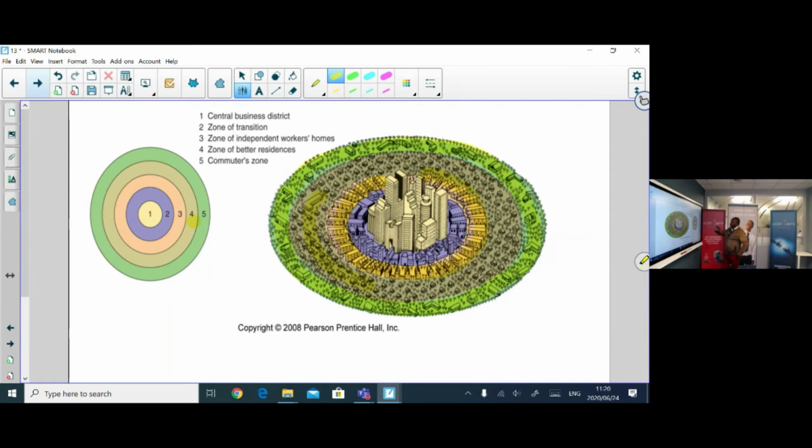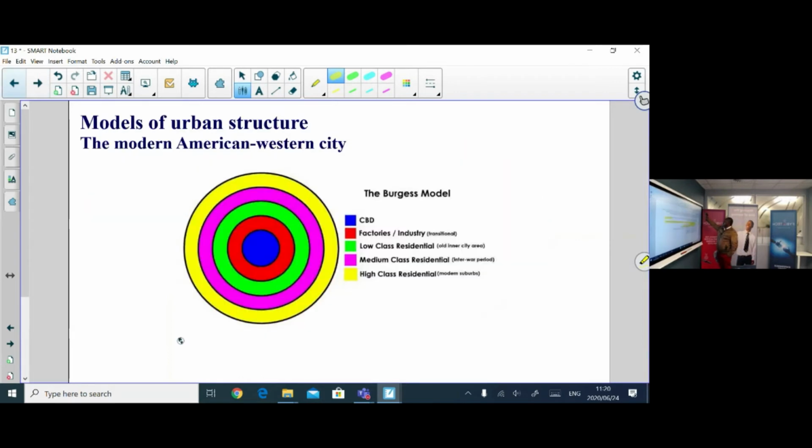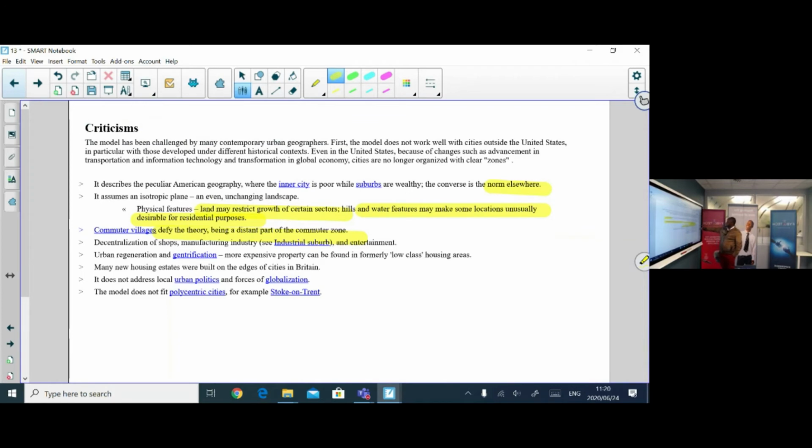Though we are going to see from some criticisms of this, as we have seen, we actually saw it here. Let me come here. So as you see here on the criticisms, that is not the norm in all the cities in the world at the moment.